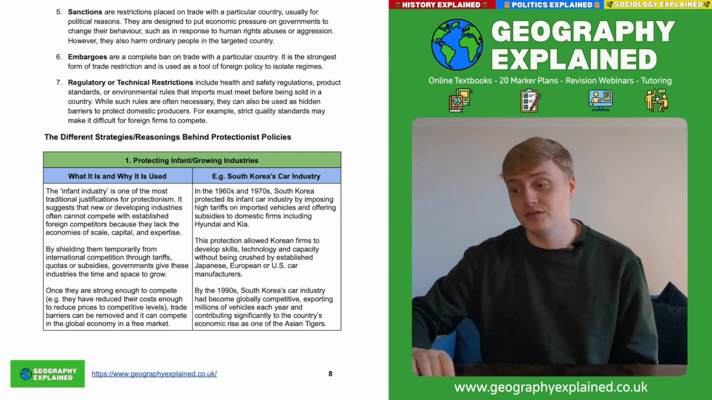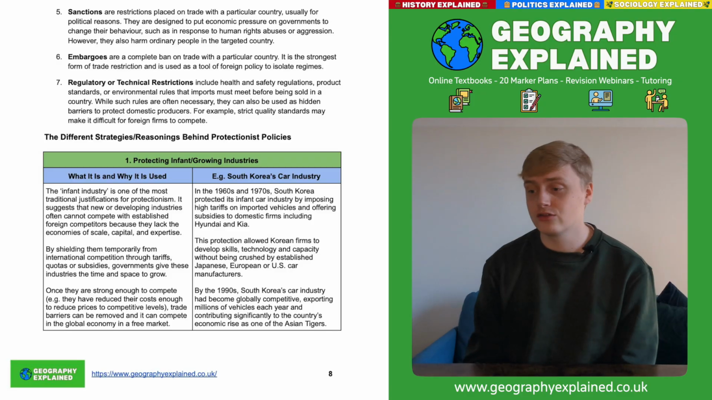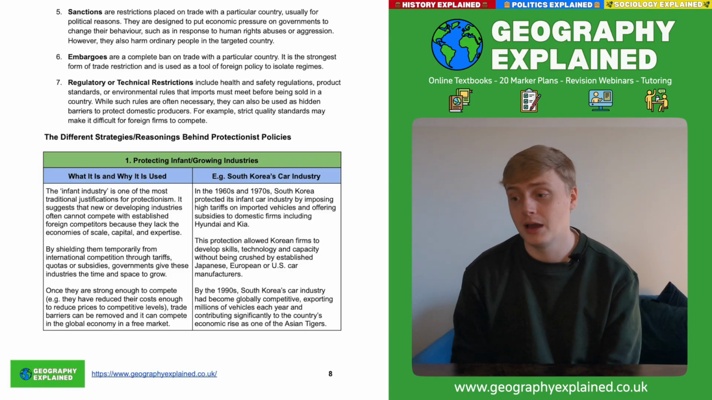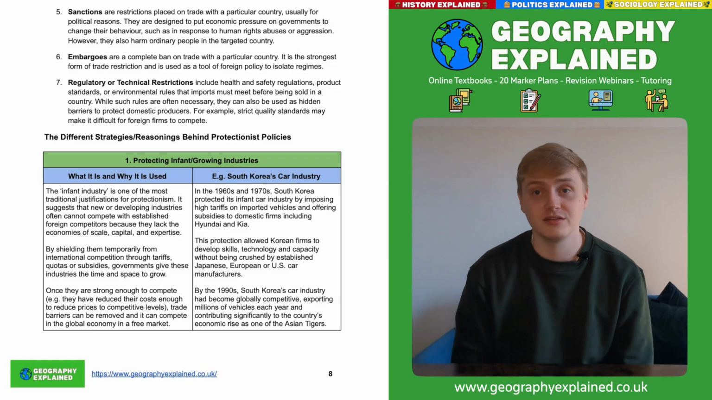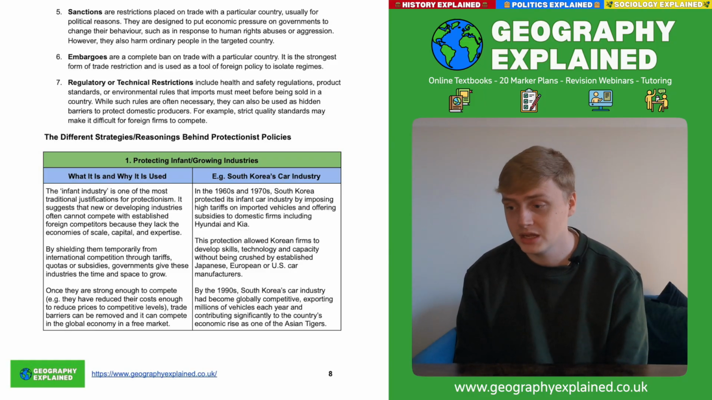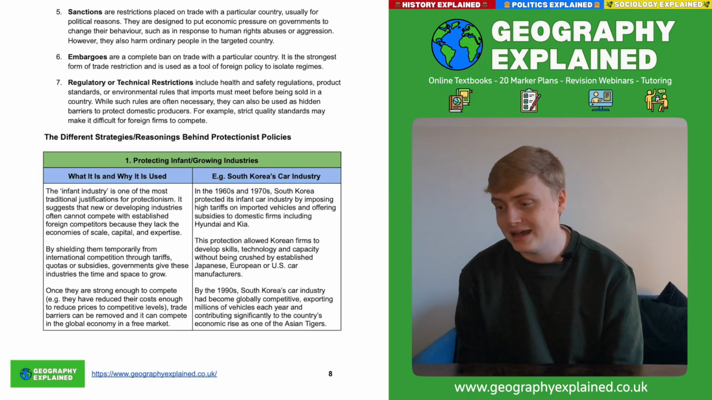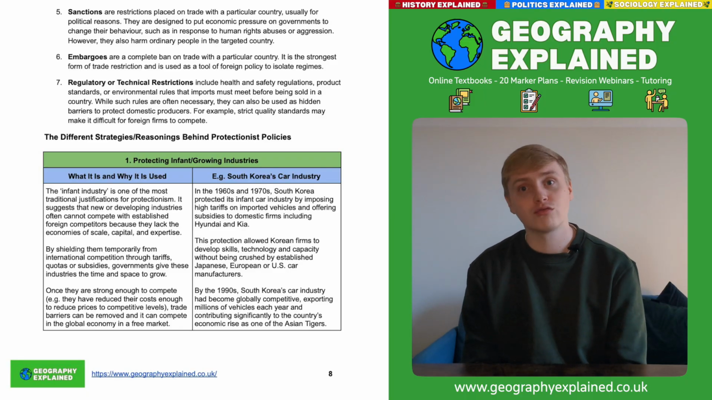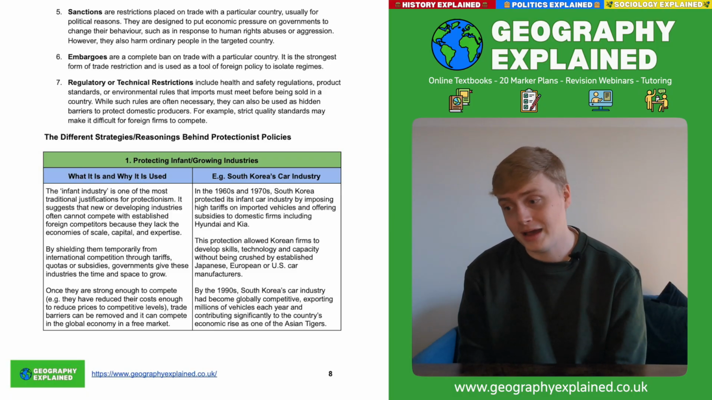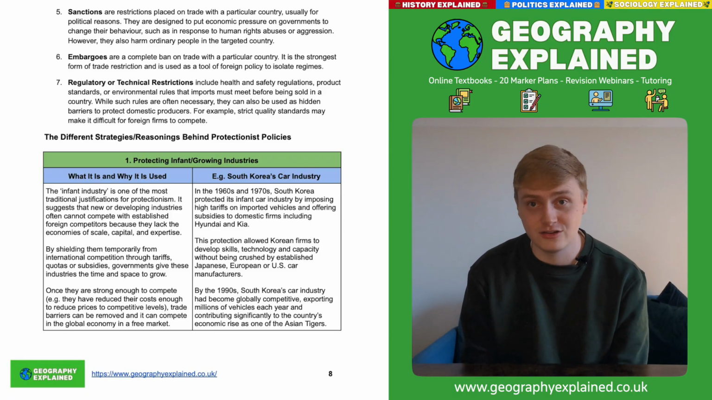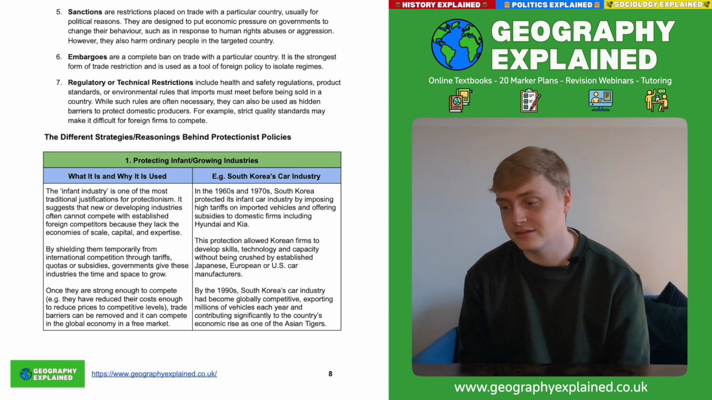And a really good example of this is actually South Korea's car industry. In the 1960s and 70s, South Korea protected its car industry by imposing high tariffs on imported vehicles and offering subsidies to domestic firms such as Hyundai and Kia. And this allowed these Korean firms to develop skills, technology and capacity over time, whereas if they'd just been thrown into the market, they probably would not have been able to effectively compete with Japanese, European or US car manufacturers, and South Korean consumers would have just bought these instead.